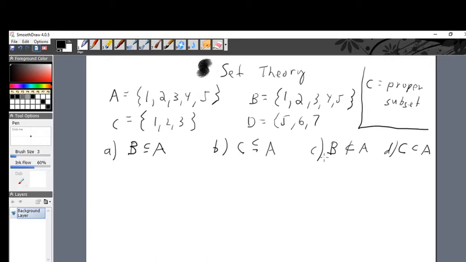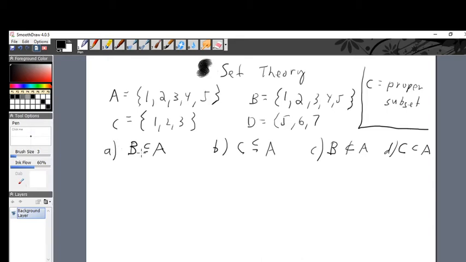B, on the other hand, 1, 2, 3, 4, 5, is totally equal to A. Exactly equal to A. They've got the exact same elements: 1, 2, 3, 4, 5 and 1, 2, 3, 4, 5. So that's not a proper subset. The only way to be a proper subset is that all of your members are in the parent set, but there are some members in the parent set that are not in the child set. That's why C is called a proper subset, but B, since it's equal to A, is not a proper subset.